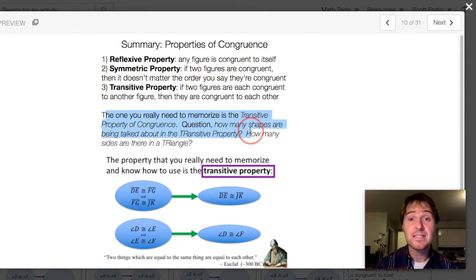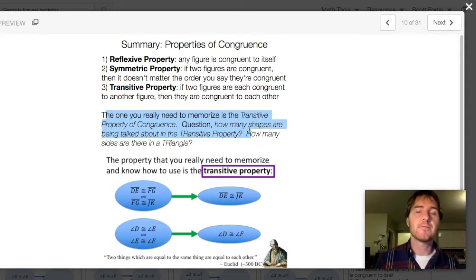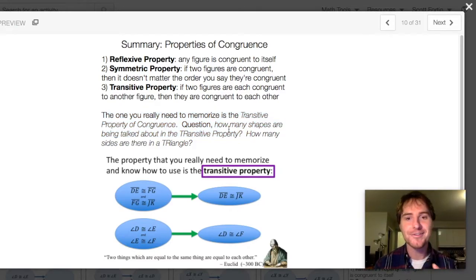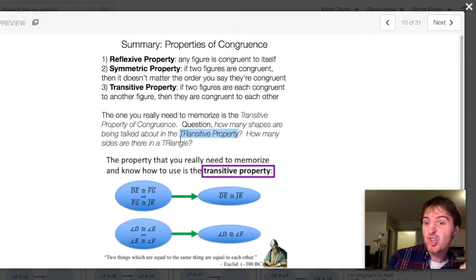The one you really need to memorize is the transitive property of congruence. And you need to understand the difference between that and substitution. That's the age-old geometry question. It takes a few months for some people to realize the difference. So the thing to point out this time, so you're not spending weeks saying, I don't get it: how many shapes are talked about in the transitive property?